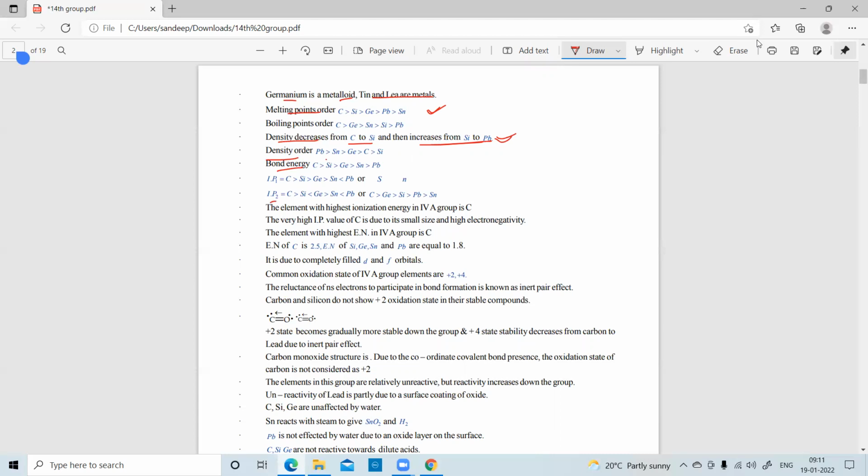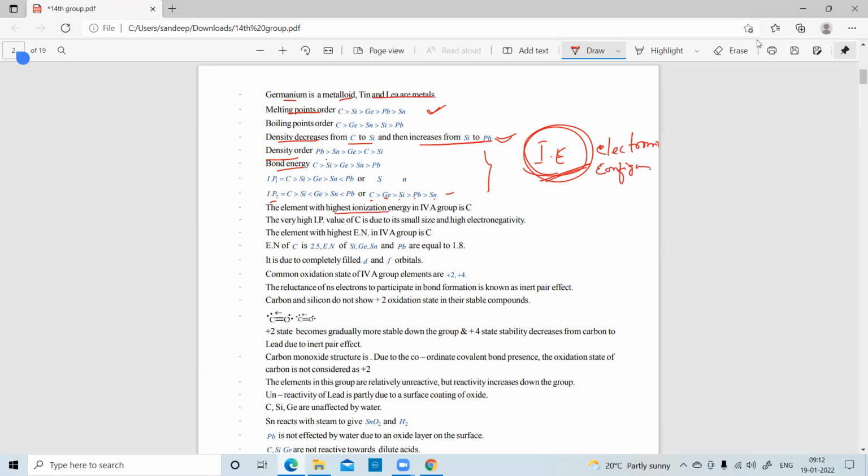The second ionization energy of carbon is greater than germanium, greater than silicon, greater than lead. So these you have to remember. So you have to remember the ionization energy sequence. How do you remember? You can easily do it by writing the electronic configuration. When you write the electronic configuration, you will see how this varies.